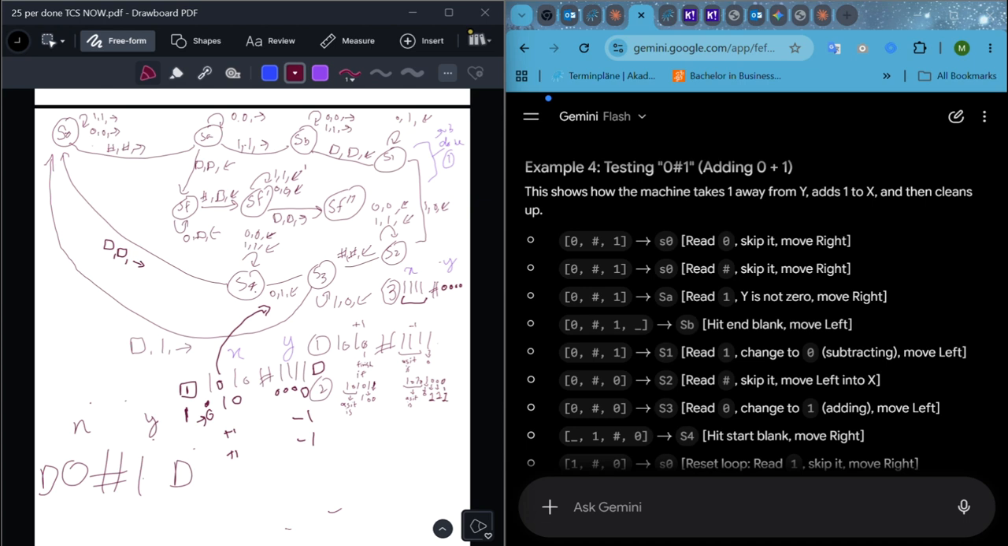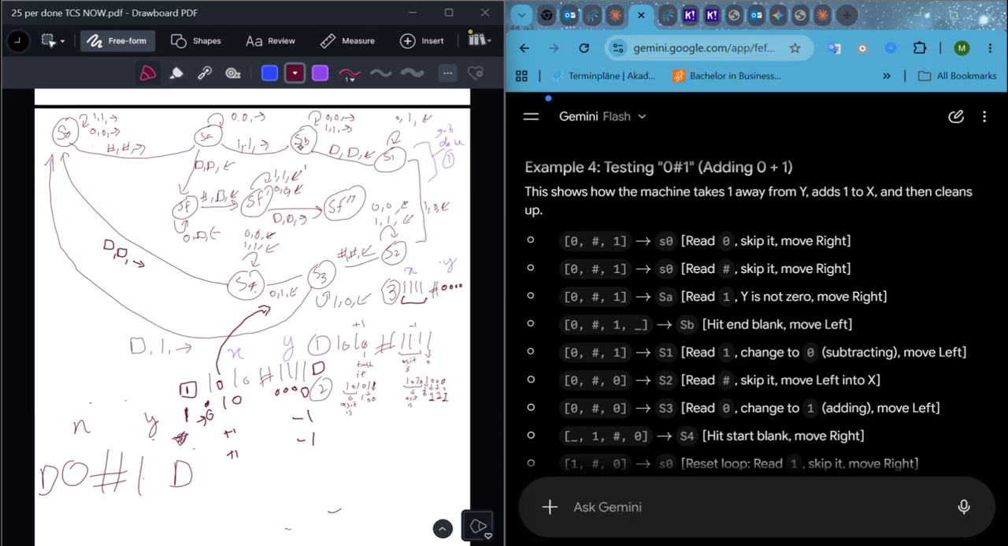The moment it reads a hash, S0 reads a hash, it goes right over here and it goes to SA. In SA, we see a 1, it goes one step right, it reads a 1, Y is not 0, so it moves right. Here. Reading a 1, keeping it a 1, and moves right, and changes the state to SB.